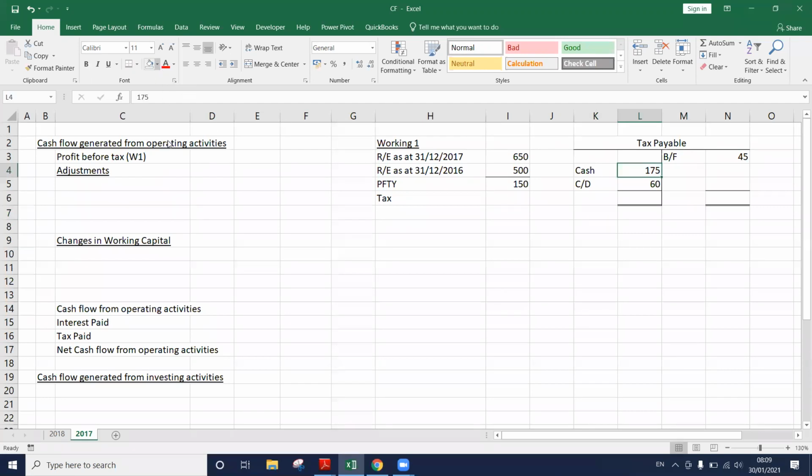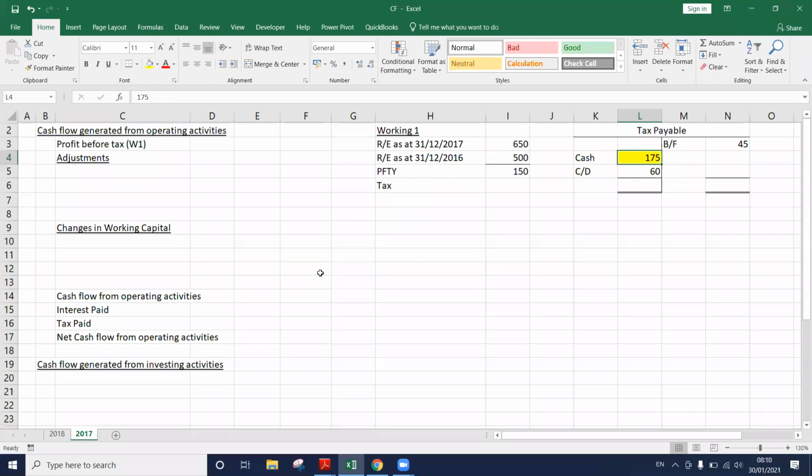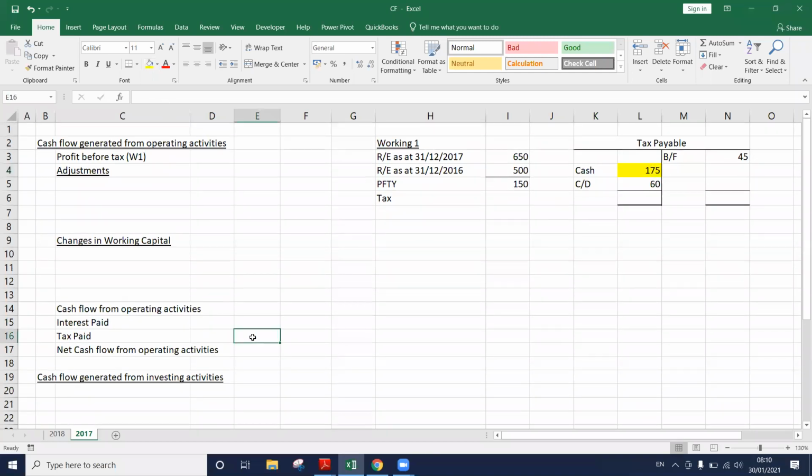This is an important term for us, cash. We are preparing the cash flow statement. Tax paid amount 175. Paid means it is an outflow, therefore we need to deduct. Minus 175. What we need to do is find the tax expense for the period. What should the tax expense be? How much goes to the P&L? 190. So after deducting the tax expense of 190, we get 150.